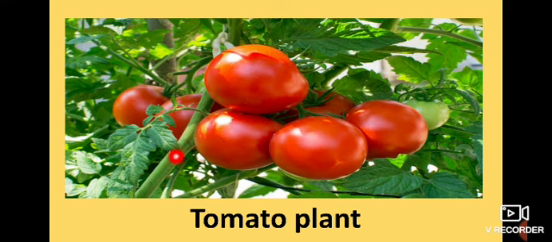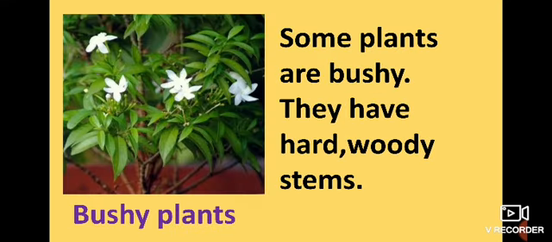Look at the stem of this plant. How it is? It's very soft. Tomato. What's the spelling for tomato? T-O-M-A-T-O. Tomato. P-L-A-N-T. Plant. Small plants have soft stems. Very good. And look at the next one.